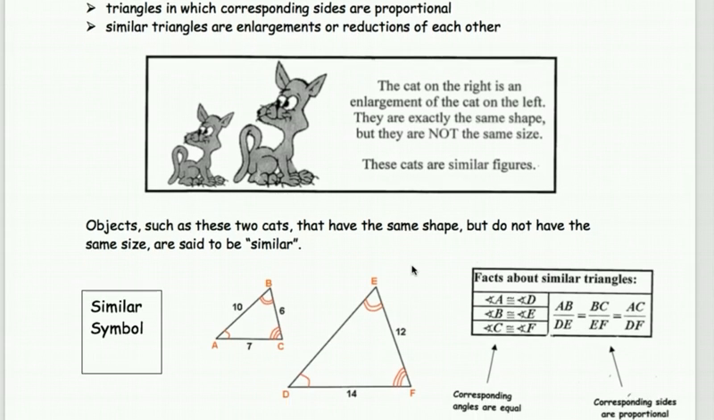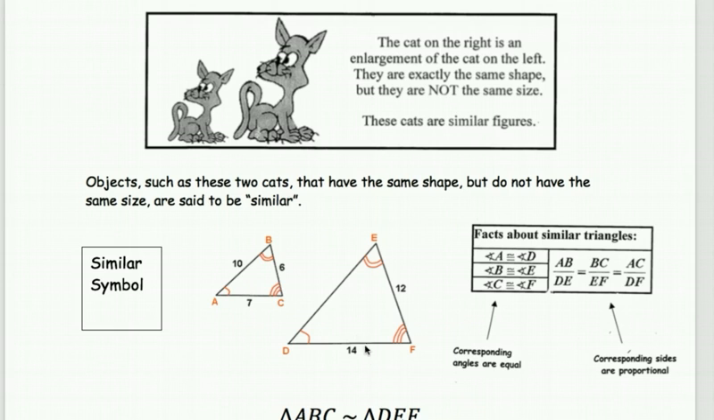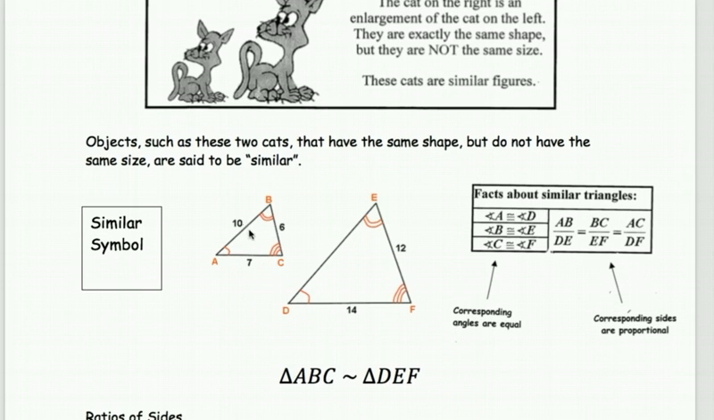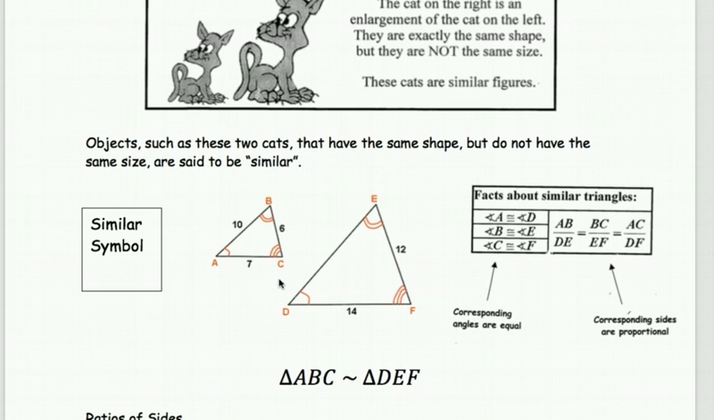Similar triangles have the same angles. So if we're looking at this diagram here, you can tell that the triangles aren't the same size, but if you look at the angle symbols here, this angle equals that one, this one equals that one, and this one are equal. So that's the one condition, all the angles are equal, but the sides are going to be proportional to each other.